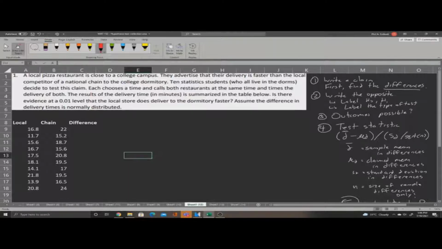Now we'll deal with hypothesis tests that involve two lists of data, and we are intended to look at the differences between the data.